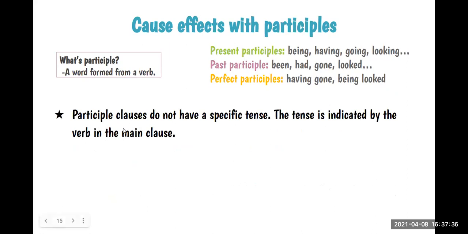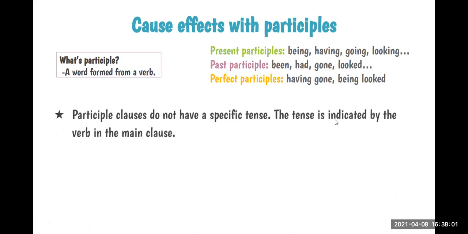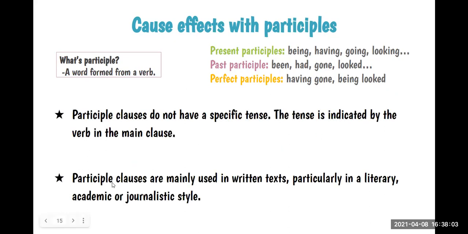It says participle clauses don't have a specific tense. The tense is indicated by the verb in the main clause. Remember that we have two clauses in these participle clauses. Okay, we have the first and the second clause. So as you can see, the first clause is in the past. So the second clause is also going to be in the past. Okay, let's see here. And then we have the next one.